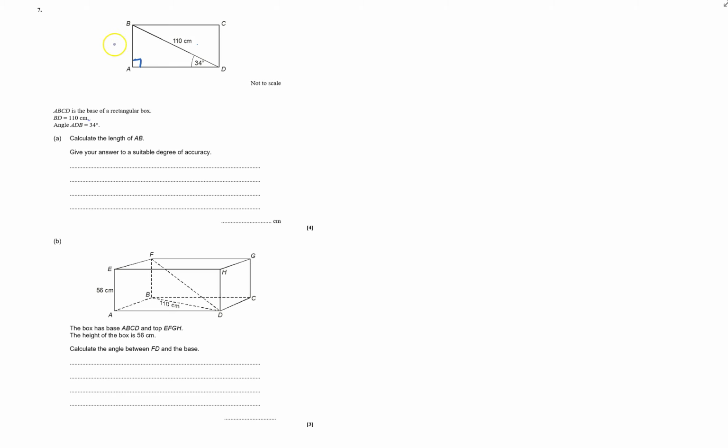I've got to work out the length of AB, but I've got a right angle, so I can just use standard SOHCAHTOA. Give my answer to a suitable degree of accuracy. Just be careful about that. So, SOHCAHTOA. I know the angle, so I can tick S, C and T.